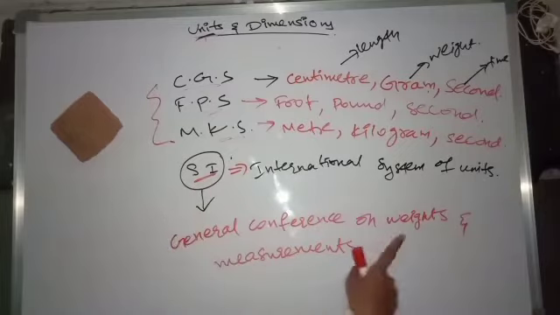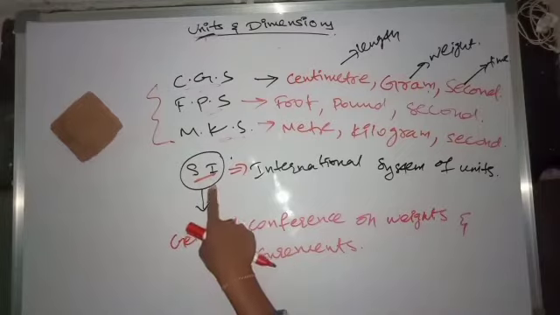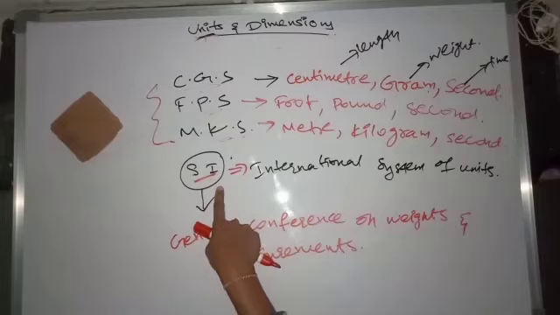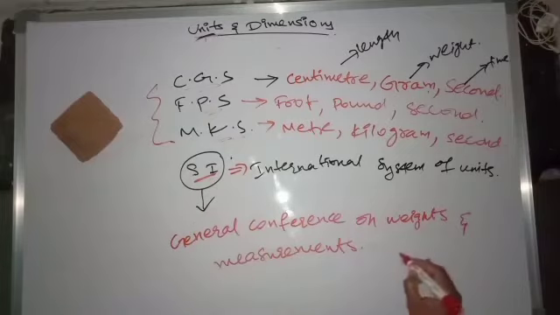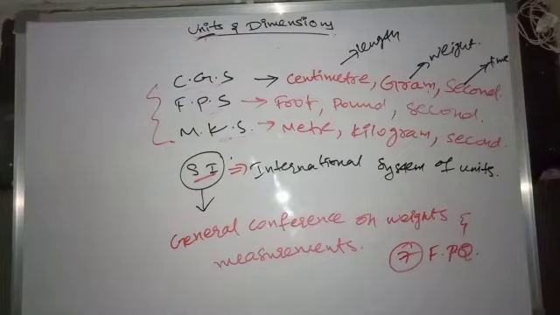This General Conference on Weights and Measurements, in terms of the SI system of units, has given 7 fundamental physical quantities. What are those quantities? I will explain in a tabular form. You just pause the video and copy all these.